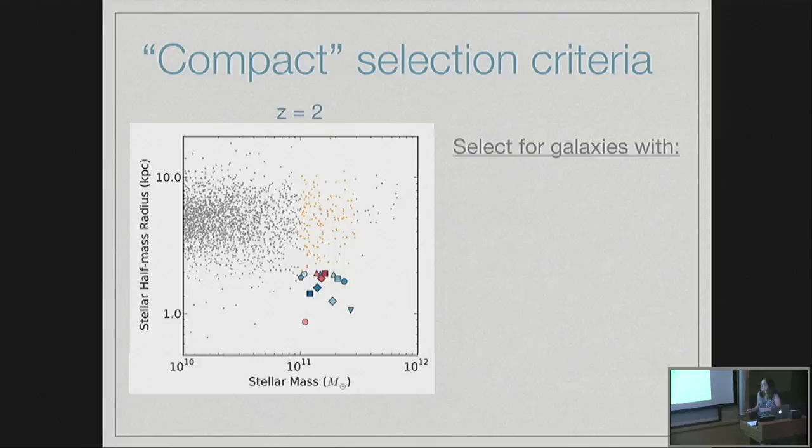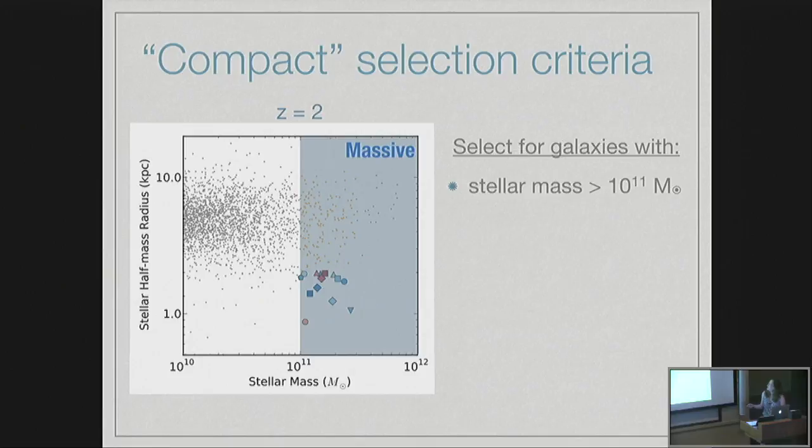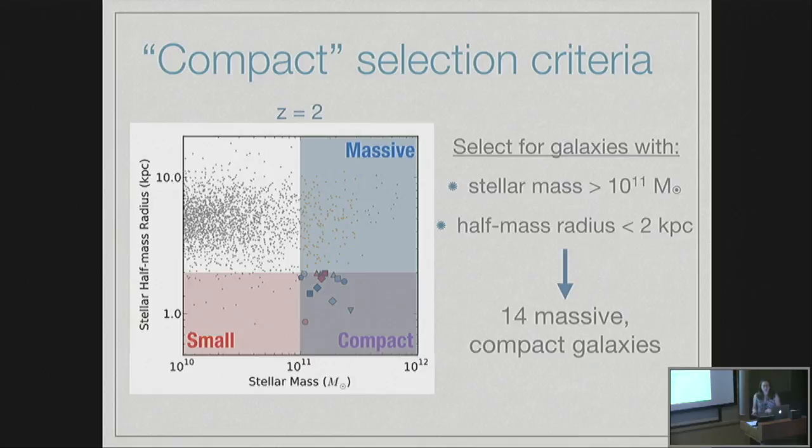I apply two cuts to this set of galaxies to get my compact population. First of all, I want massive galaxies, so I make a cut on stellar mass for galaxies with at least 10^11 solar masses in stars. Of course, I also want them to be small, so I make a cut on half-mass radius of 2 kpc or below. And then this quadrant of the mass radius diagram is what I'm referring to when I say compact. And when I make the selection, I get 14 massive compact galaxies, and these are the galaxies that I'm going to look at in detail and trace around in the simulation.